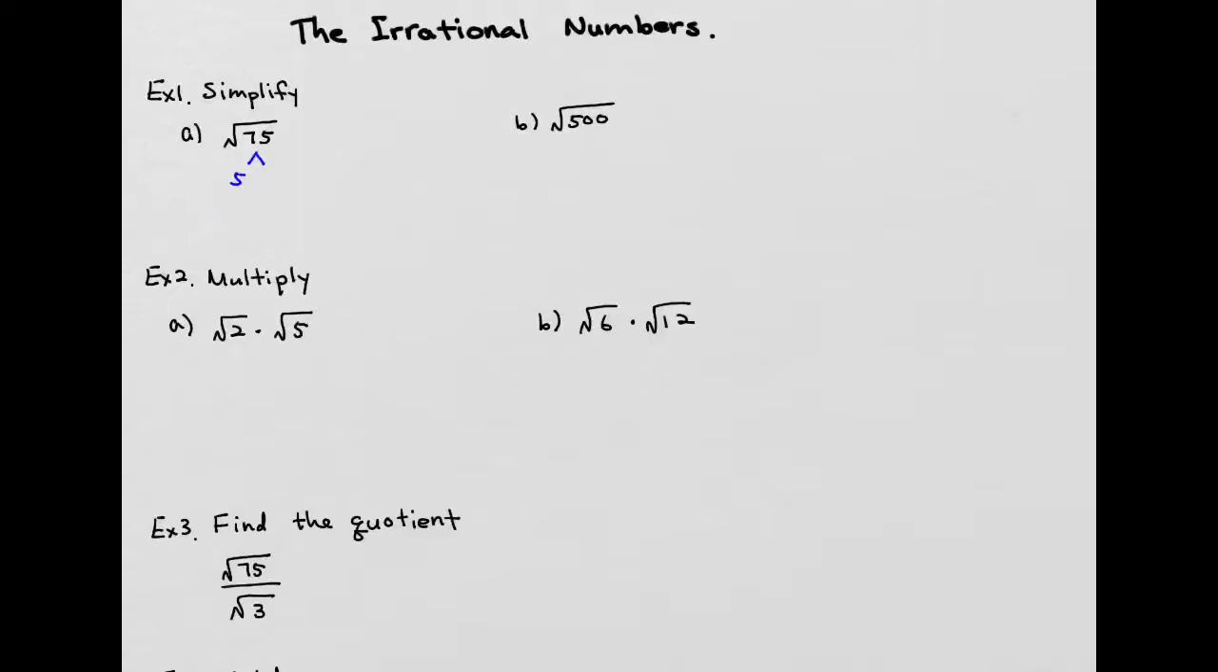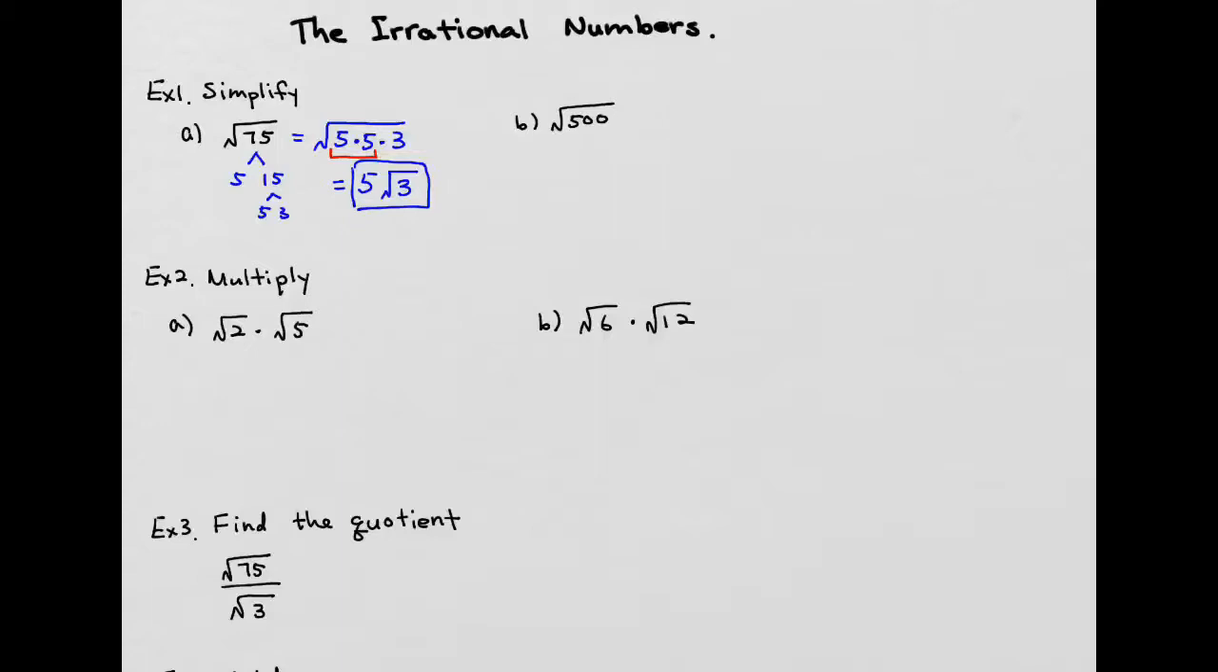So 5 times 15 is 75. 15 is 5 times 3. So in other words, the square root of 75 is the square root of 5 times 5 times 3. Like I said, because you have two of the same number, you should be able to write one 5 outside of the radical. The one that didn't have any matching will still stay inside of the square root. So now the square root of 75 becomes 5 square root of 3.